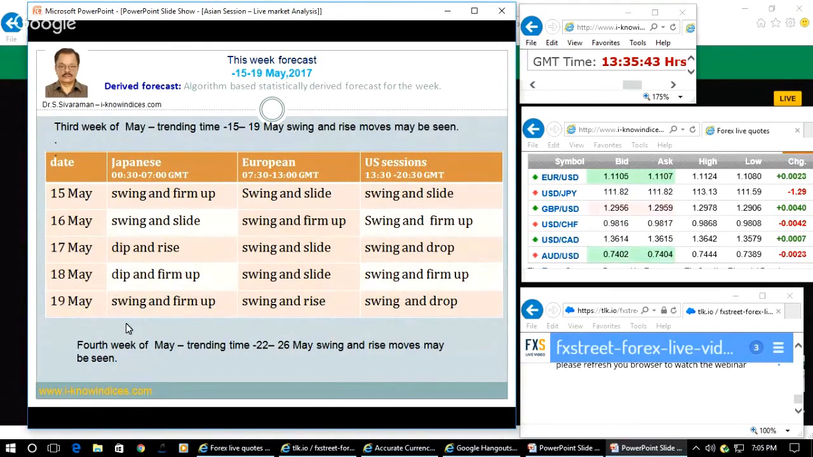In Friday, I'll be giving the Asian session live market analysis webinar. At the time, I'll review the forecast, what I have given it, swing and firm up during that of the Japanese session, swing and rise during that of the European session, and then swing and drop during the US session. They are the expected moves. And next week is the 4th week of May. They are expected to make the swing and rise moves again in the case of Euro and GBP, as well as USD and USD CHF as a contrarian move.